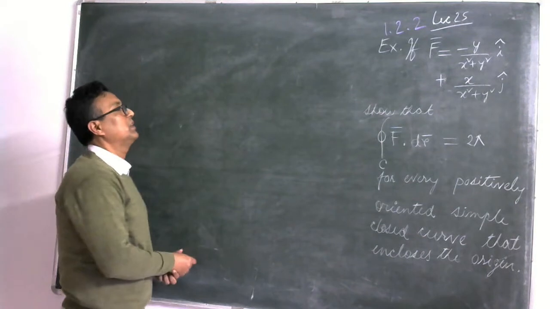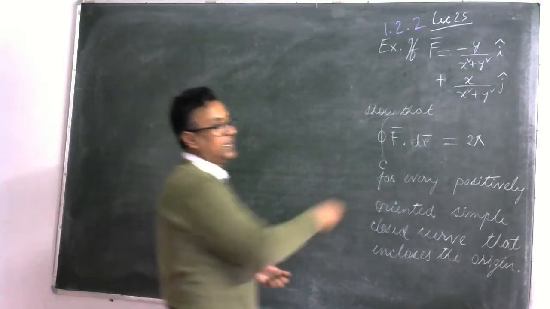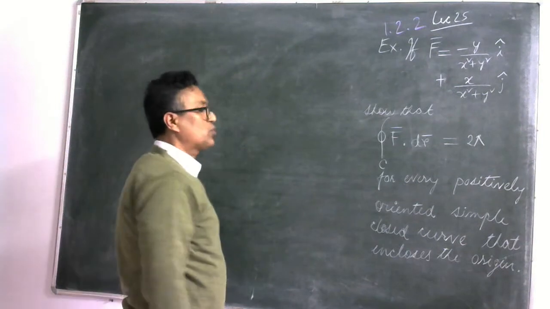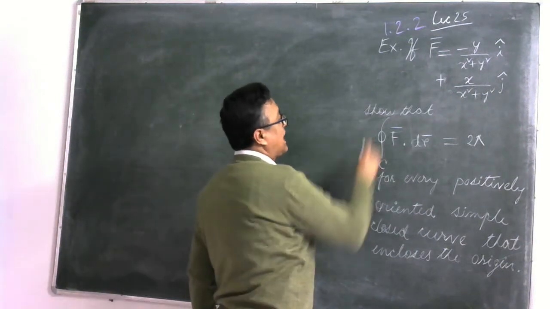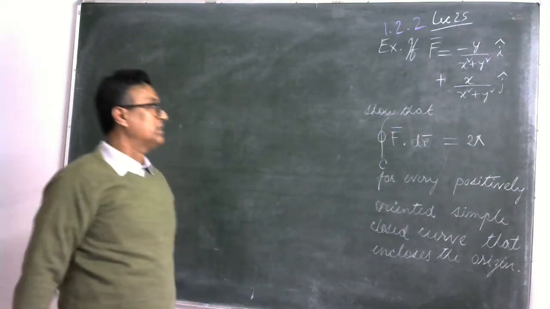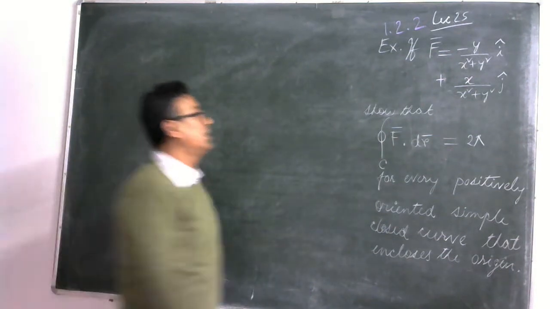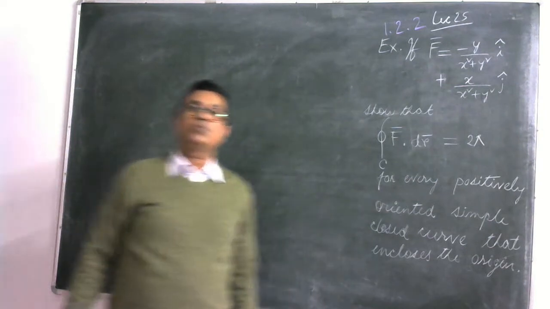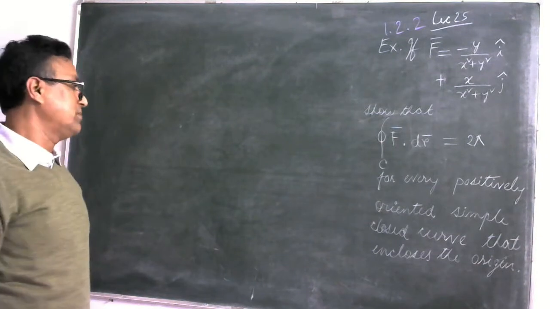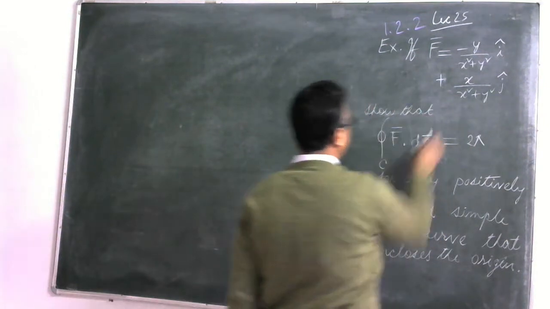So what is this problem? If a vector value function f, of course it is a two-dimensional function, is given by this expression, then you have to show that the line integral of f along the curve C, which is a closed curve, f dot dr, is going to provide you with the value 2 pi for every positively oriented simple closed curve that encloses the origin.